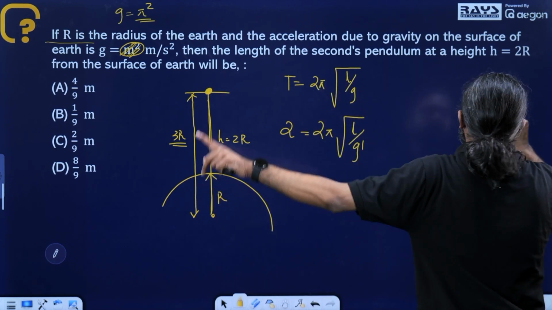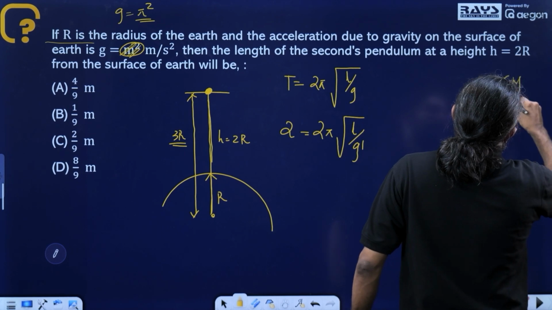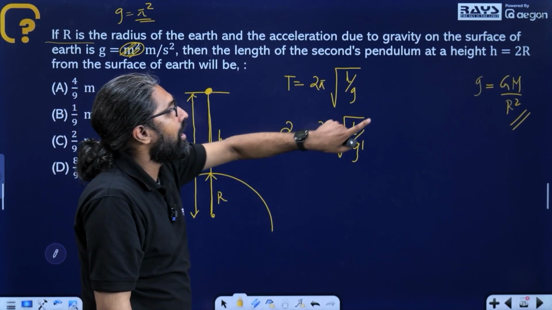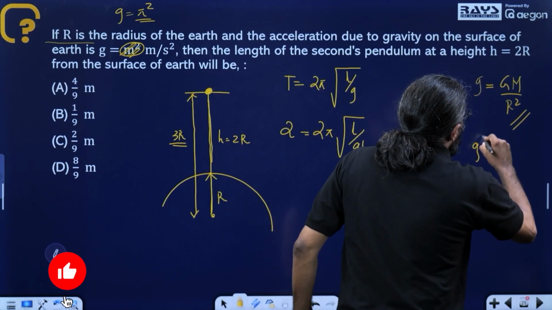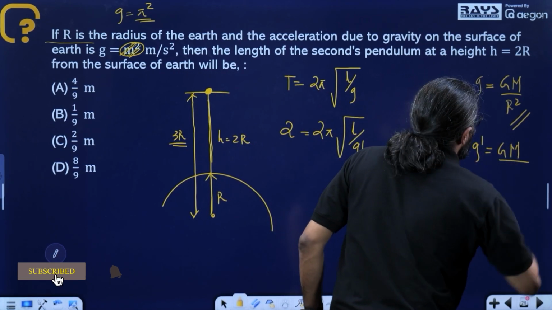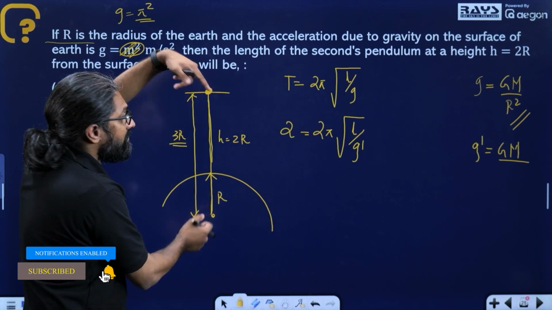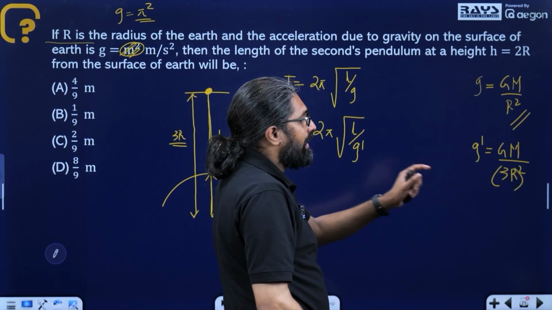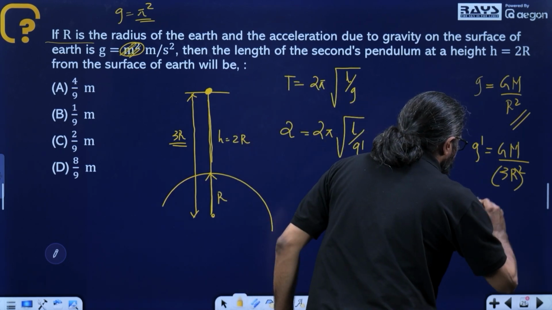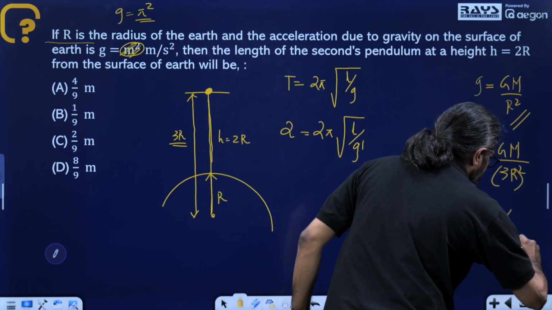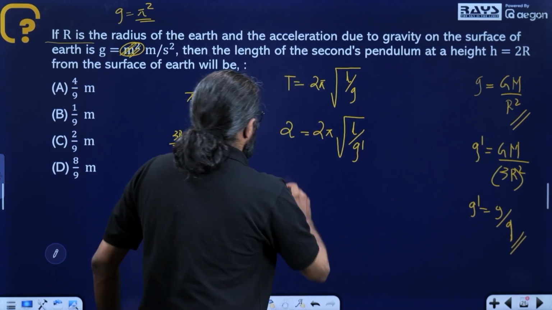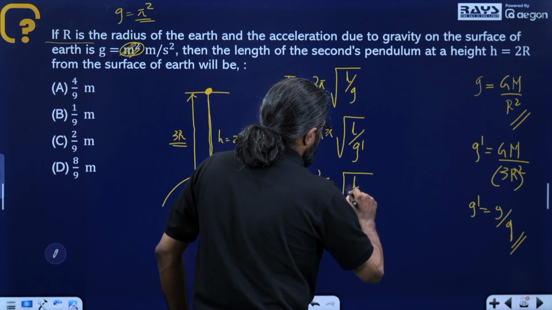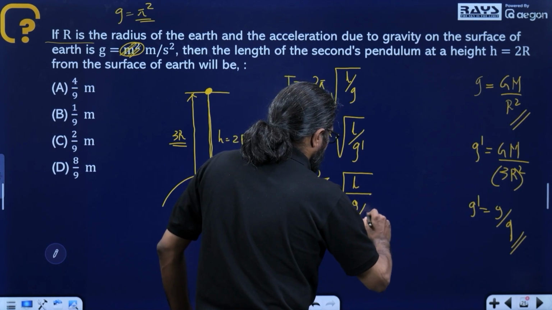G at the surface of the earth will be equal to G capital M divided by R square, because the distance of that point from the center of the earth will be R, small r. So G dash will be equal to Gm divided by, this distance here will be 3r, so I have 3r whole square, which tells me very clearly that G dash is equal to G by 9. That is something that we'll use here. Alright, so we have 2 is equal to 2 pi into root of L divided by G by 9.